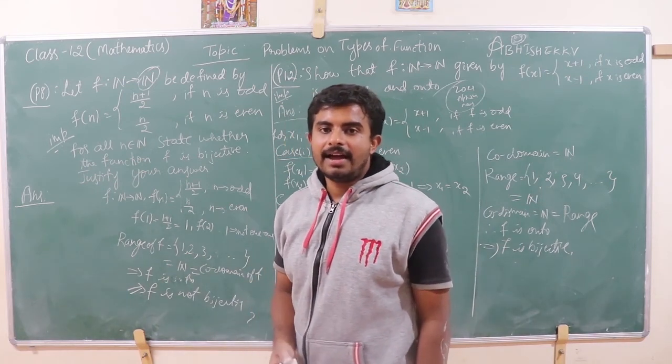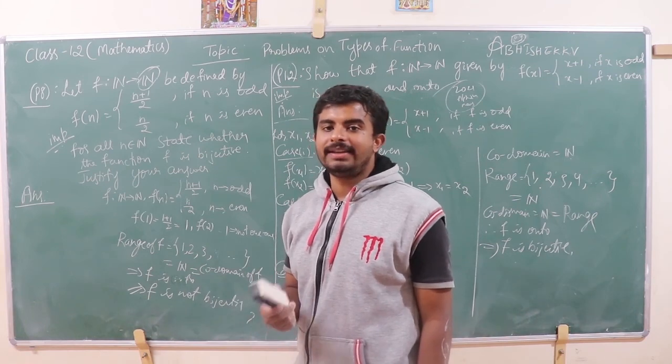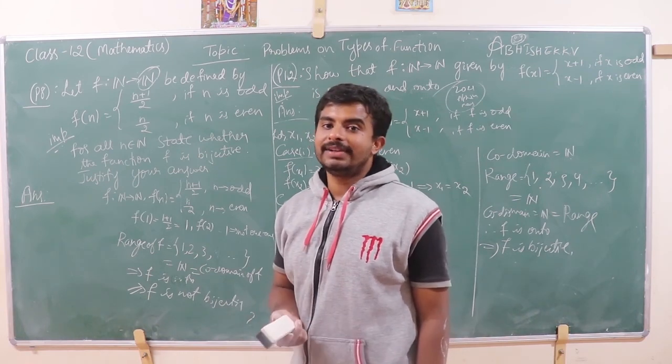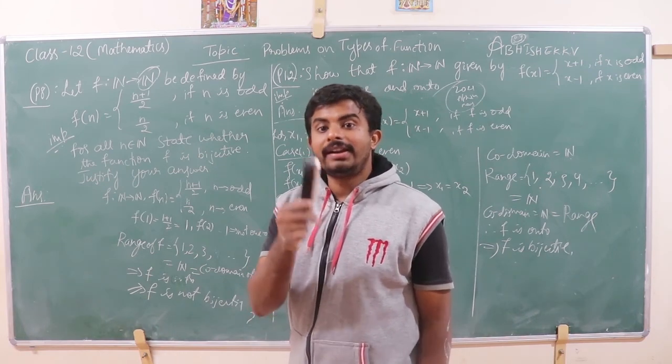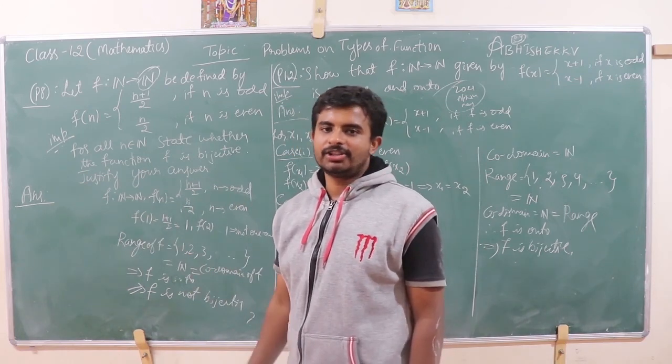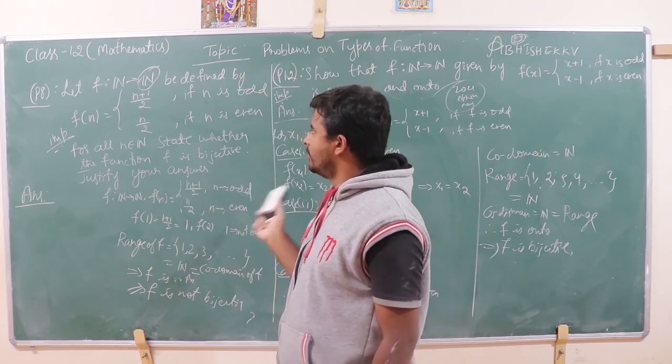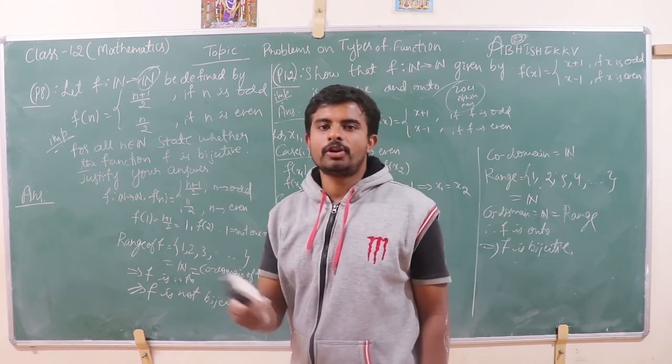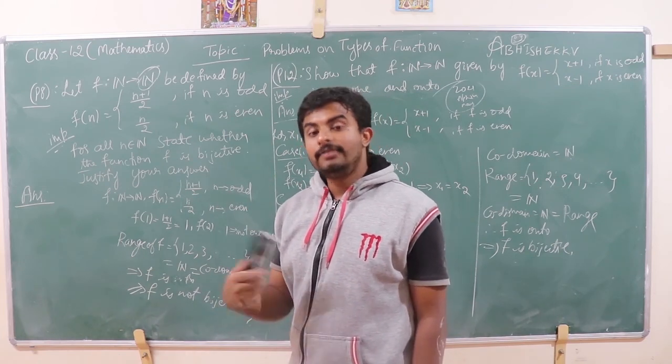In the next class, I will come with the next subtopic, that is invertible function. What is an invertible function? F is 1-1 and onto, which implies bijective. That's all. That's why I told you these problems are very important for our next topic, inverse function.